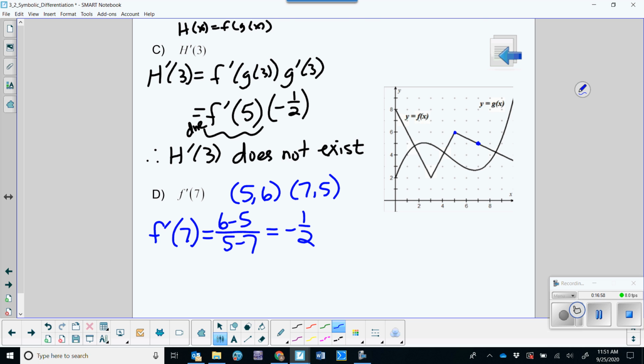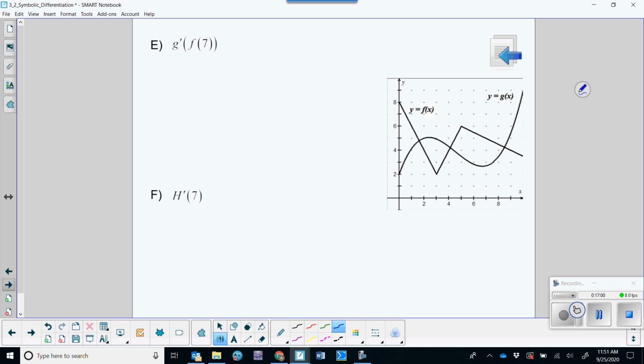And then part E says to do g prime of f of 7. So we're going to have to figure out what f of 7 is. f of 7 means literally the point on the graph. The point on the graph at 7 is 5. Okay, so that's f of 7. So that means we're doing g prime of 5.